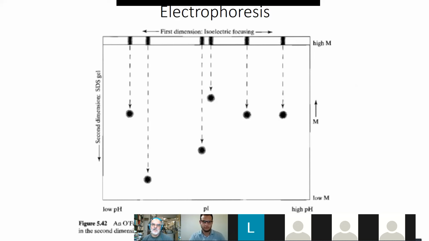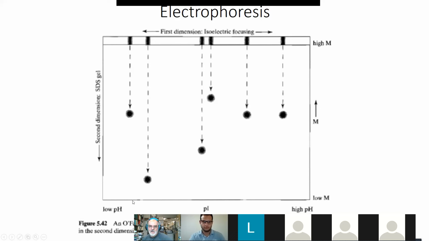And so sometime early in the history of all of this, 1975, O'Farrell decided that, you know, if I ran an isoelectric focusing gel and then I turned it on its side and I ran an SDS gel, I could identify what these bands are by their molecular weights. So I could run a charged gel, isoelectric point, and another dimension for a molecular weight, and I could identify bands this way.